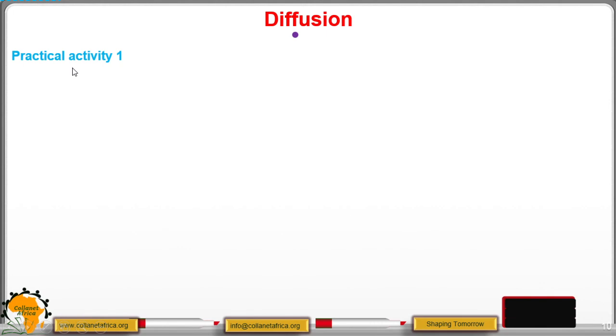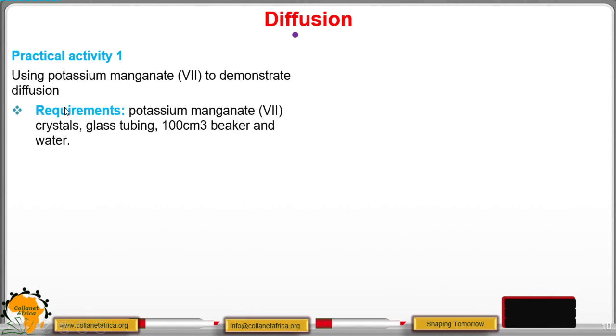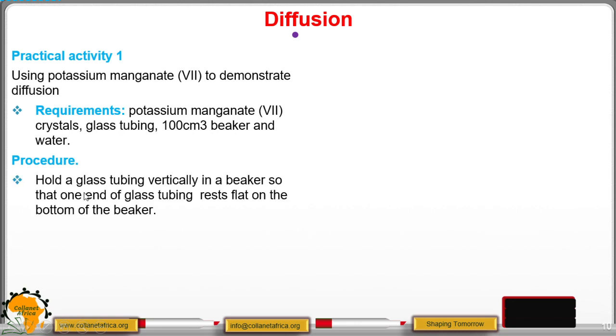So we want to look at this practical activity where we are using potassium manganate 7 crystals to demonstrate diffusion. We require potassium manganate 7 crystals, glass tubing, a beaker, and some water. What are we supposed to do? We hold a glass tubing vertically in a beaker so that one end of the glass that is flat rests on the bottom of the beaker.